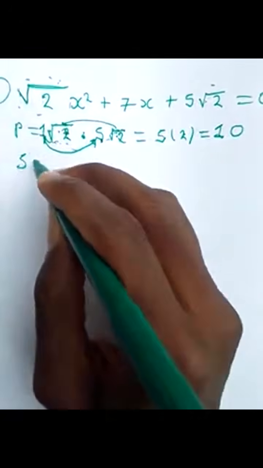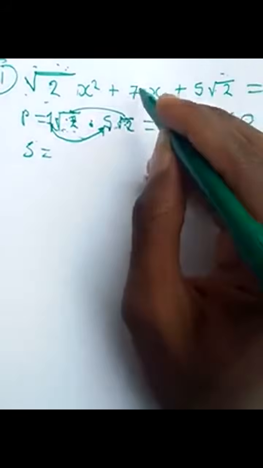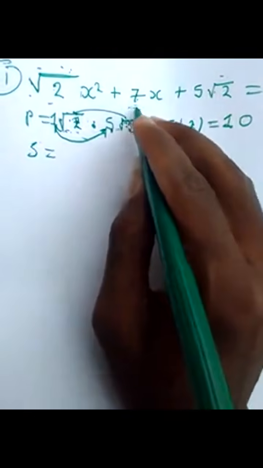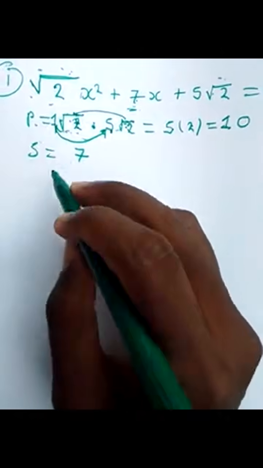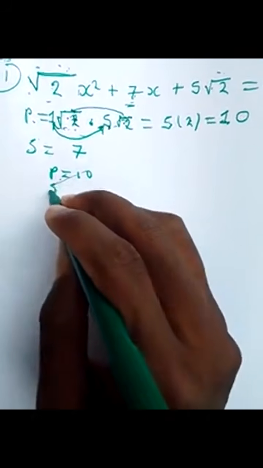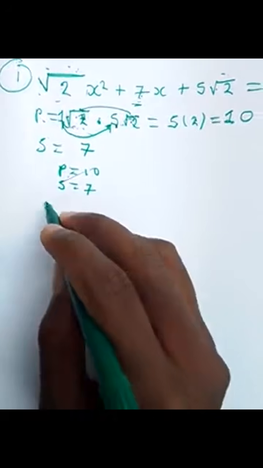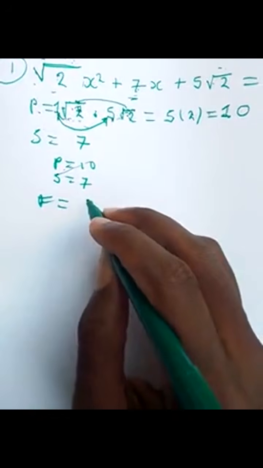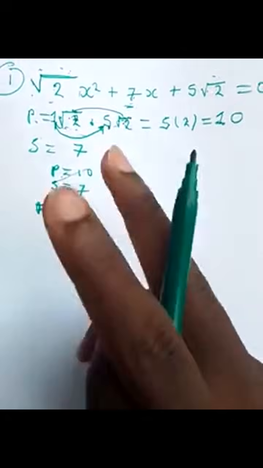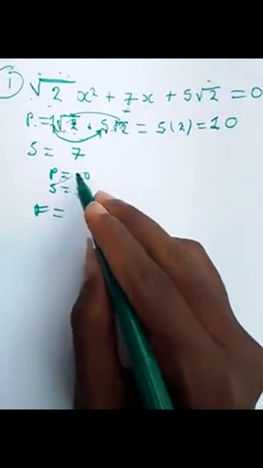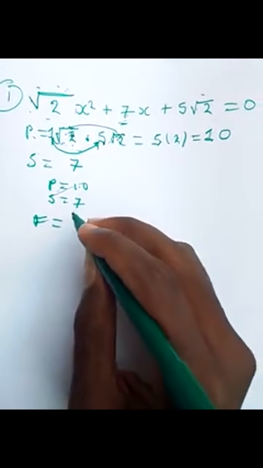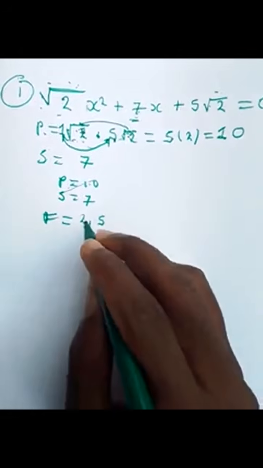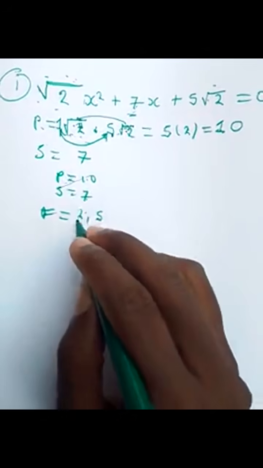Okay, so what's the sum? The sum is found here, the coefficient of this value, which is 7. So I know my product is 10 and my sum is 7, right? Now I need to find the factors. I need to find two numbers which, if I multiply them, give me 10, and if I add them, give me 7. I want you to think. These numbers will be 2 and 5. When we add them up, they give us 7. When we multiply them, they give us 10. Okay, step by step.